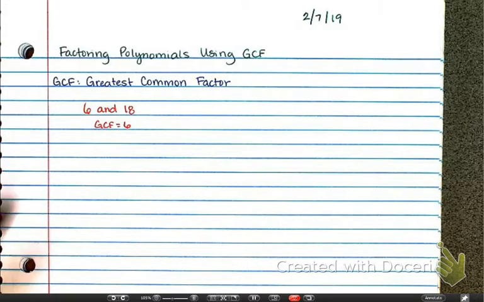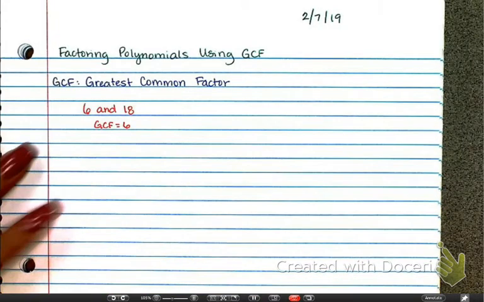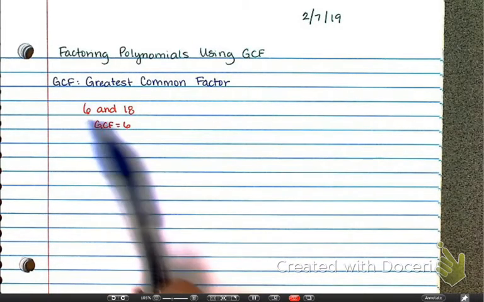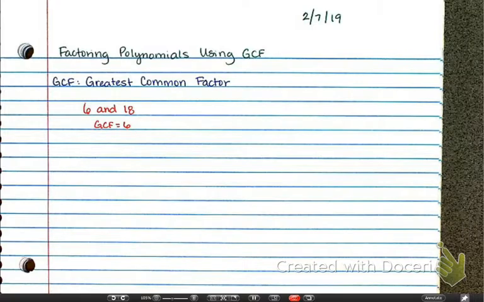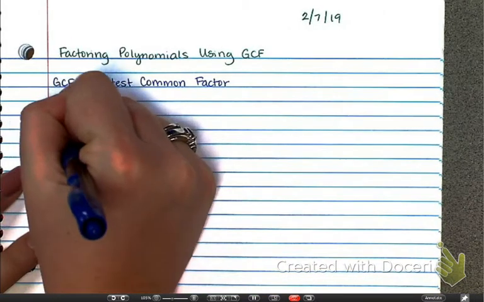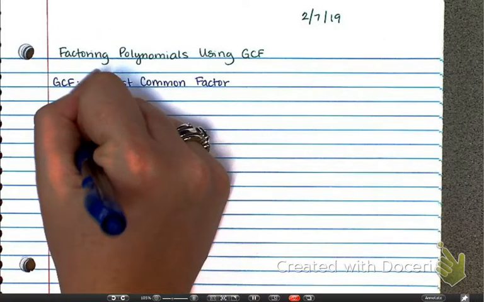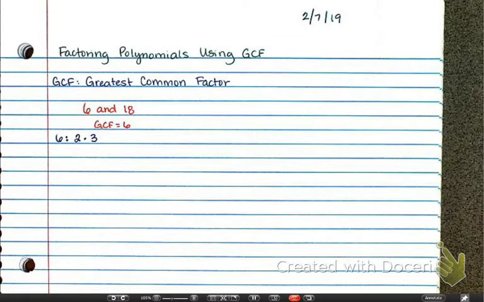So for those of you that maybe don't remember or don't know how to find the GCF, which is 6, let's just break this down. Everyone's going to write it whether you knew the answer was 6 or not so that you have something to reference. How do I break down 6? Basically, what's the factor tree of 6? 2 times 3, right? Everyone agree with that? My factor tree of 6 is 2 times 3.